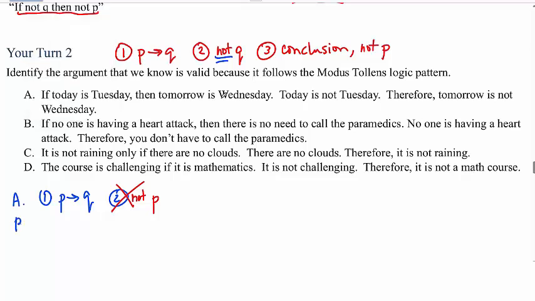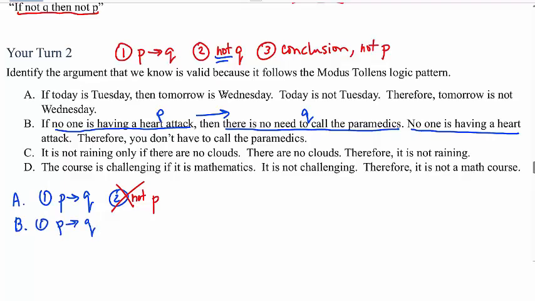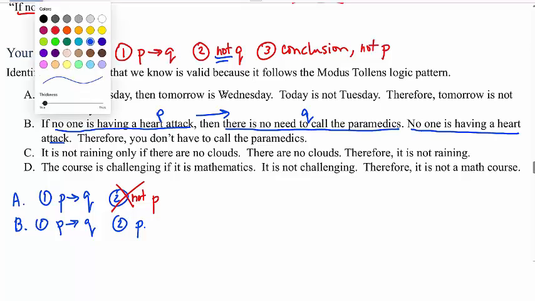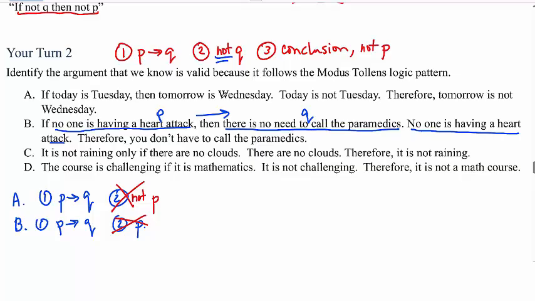Okay, for part B now. If no one is having a heart attack, no one is having a heart attack would be P. There is no need to call the paramedics would be Q. No one is having a heart attack. So our first statement is P implies Q. We're good there. But no one is having a heart attack means that P happens next. So the second statement is P again. But we're looking for not Q, so that's not going to work. Doesn't fit the pattern.